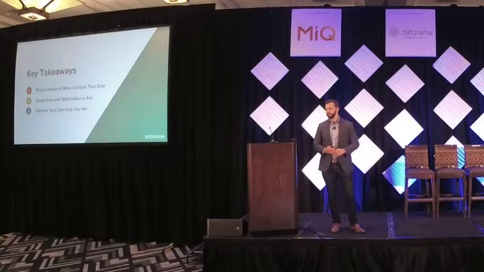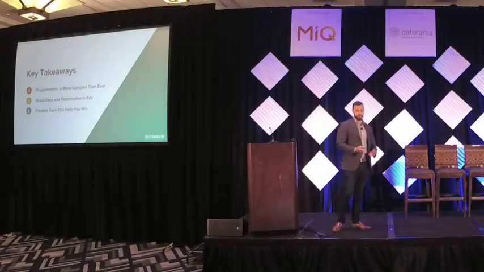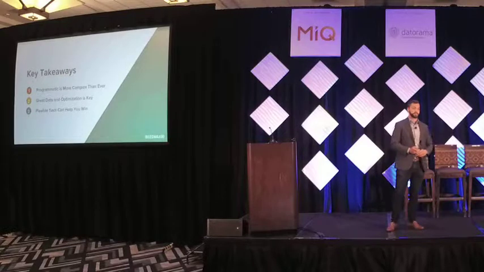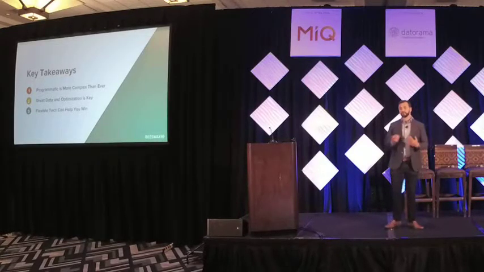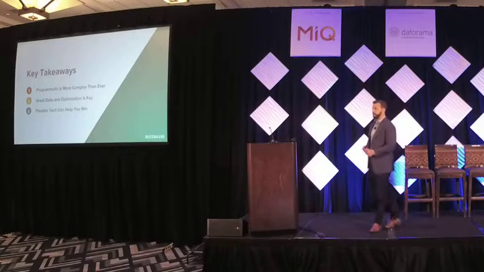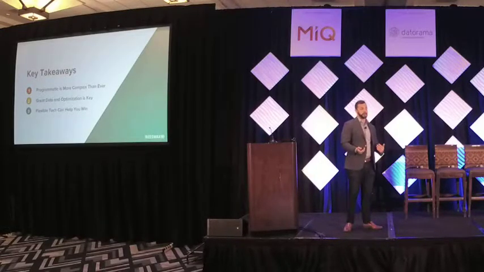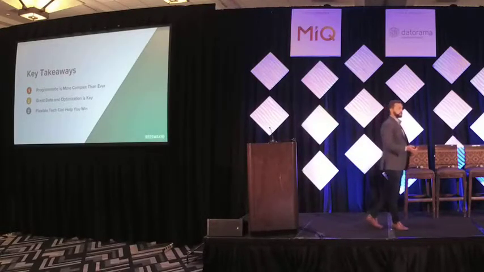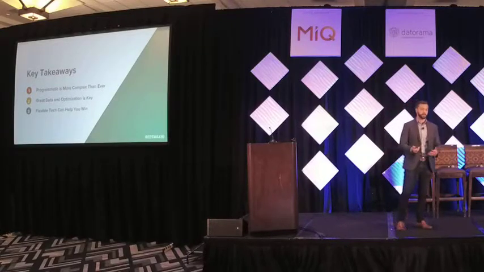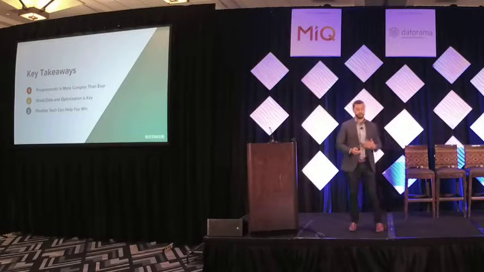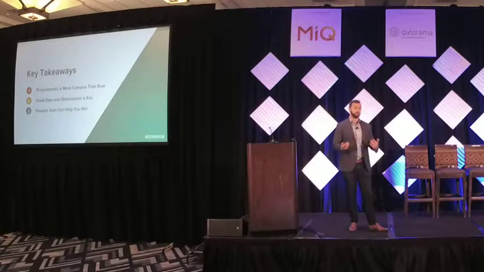So key takeaways. Programmatic is more complex than ever, and it's not going to get any less complex. And so we have to be prepared to actually take that on and be smart about how we approach the new generation of programmatic. Great data and optimization is key. Again, remembering that much of the programmatic stack is very similar across platforms. Using data in the right way and having the right optimization strategy is what can allow you to win. And then flexible tech is what you need to win.